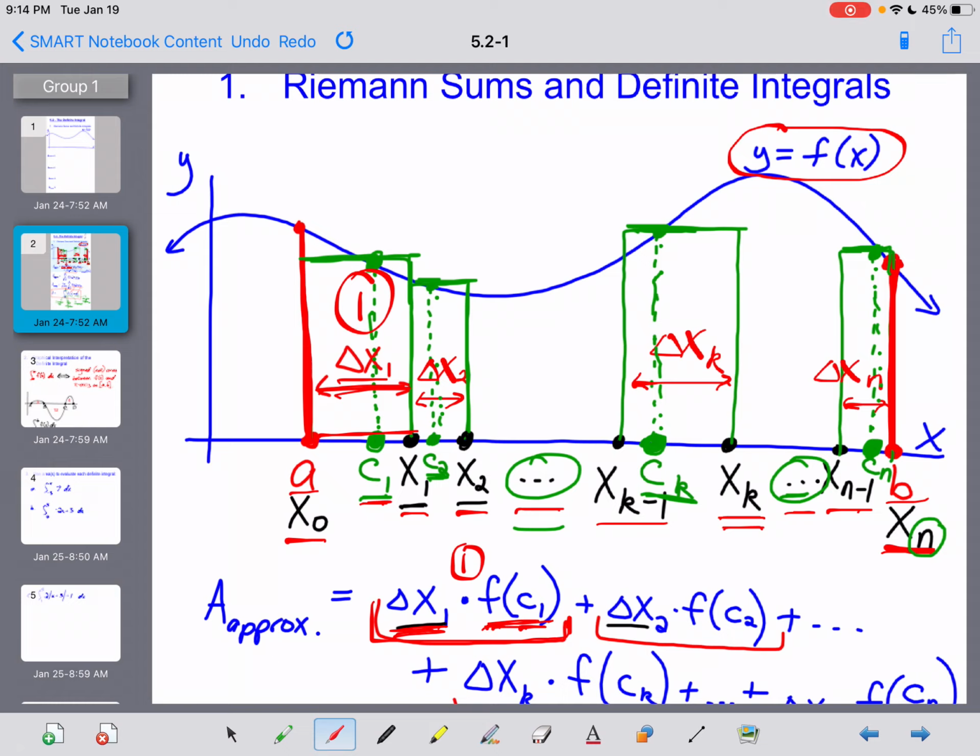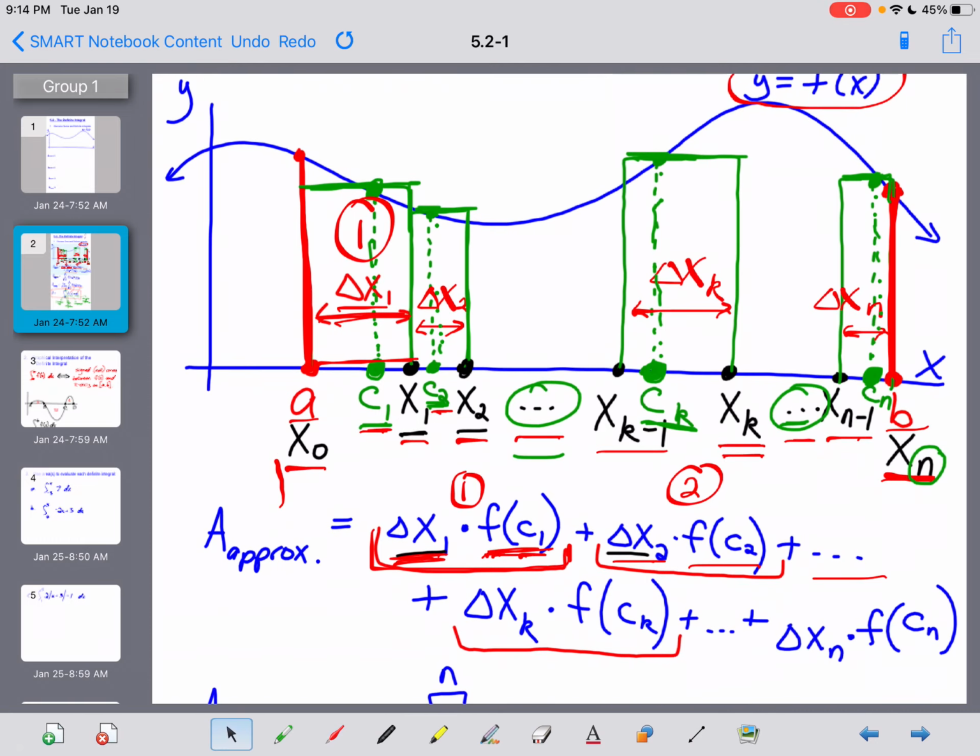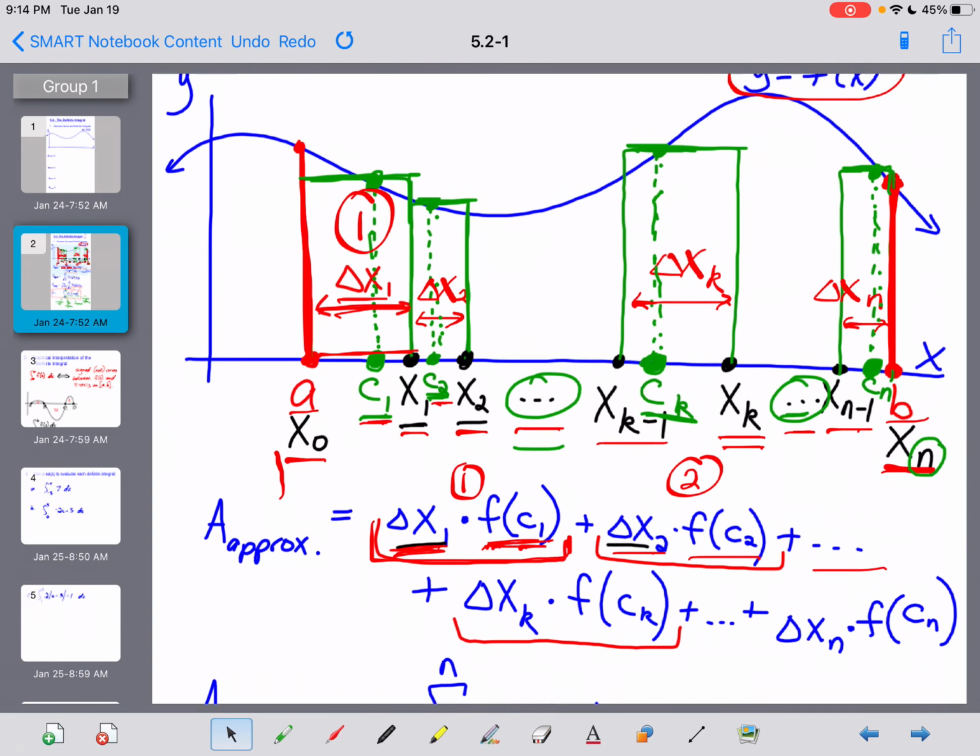Rectangle number 2 has a base of delta x sub 2 and a height, evaluated right here, of f of c sub 2. So that is the area of rectangle 2. Now I did a plus, then a dot, dot, dot, because there's more coming, and now we move on to the kth rectangle. This is a little bit weird now, guys.